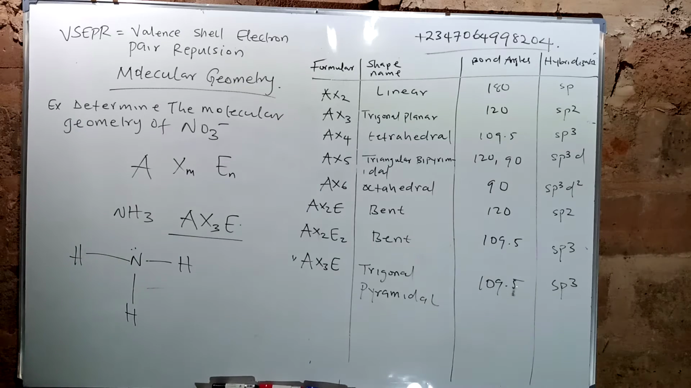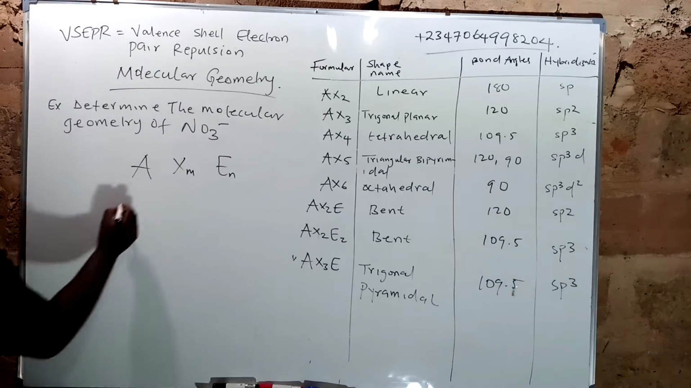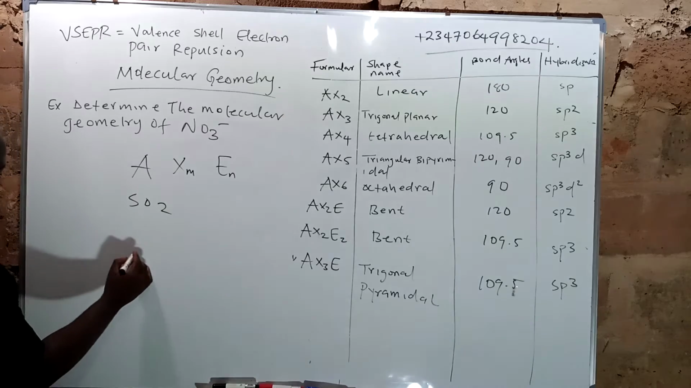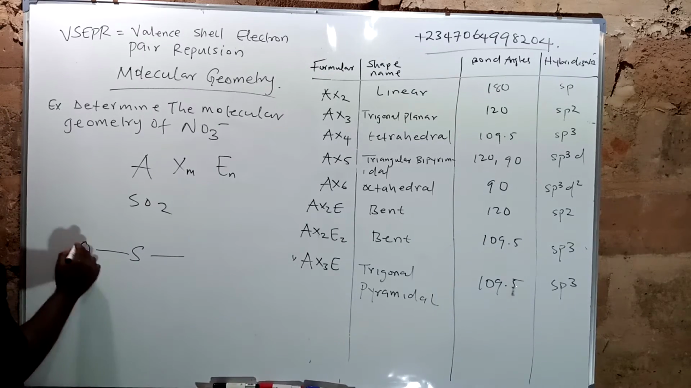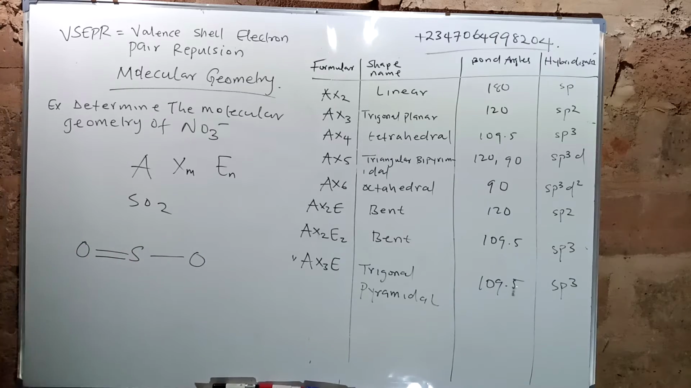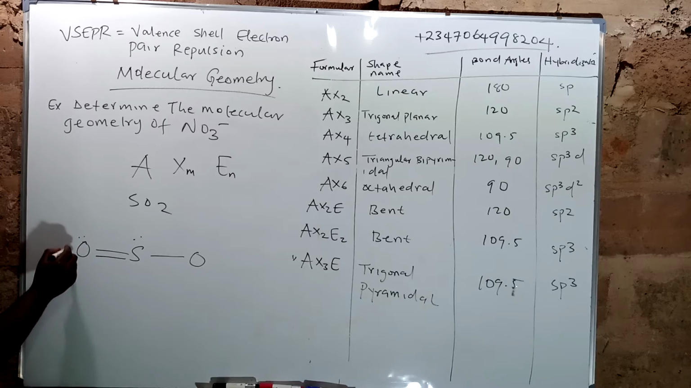Now let me give you one more example. Now let's say you have the shape of SO2. So SO2, of course, S is the central atom, right? So you have O here. So you have a double bond. Draw the Lewis structure. So this is it.